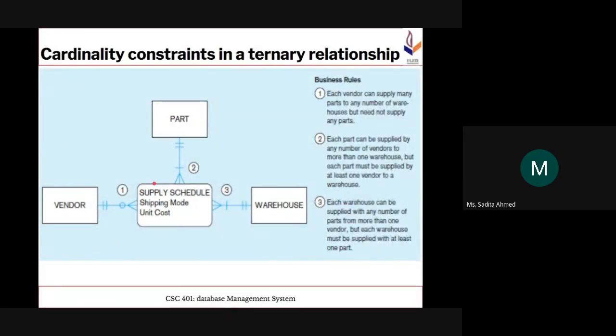So anyway, this sort of representation makes the cardinality clear. Take a look at the business rules, directly associable, all right? Each vendor can supply many parts to any number of warehouses, but need not supply any parts.